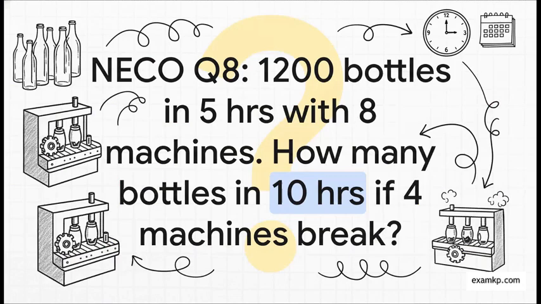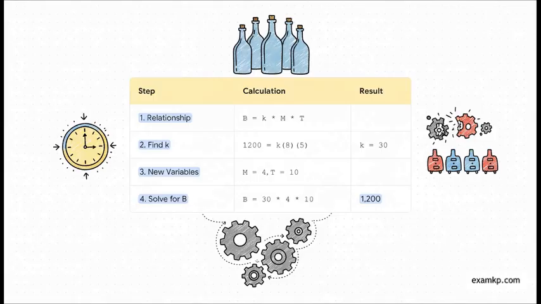Okay, this is a great one. A really practical work rate problem from NECO. Think about it logically. The number of bottles a factory can make depends directly on two things, right? First, how many machines are running, and second, how long you run them for. This is a textbook classic case of joint variation. So let's just follow the steps. Our basic relationship is that bottles produced equals some constant K times the number of machines times the time.